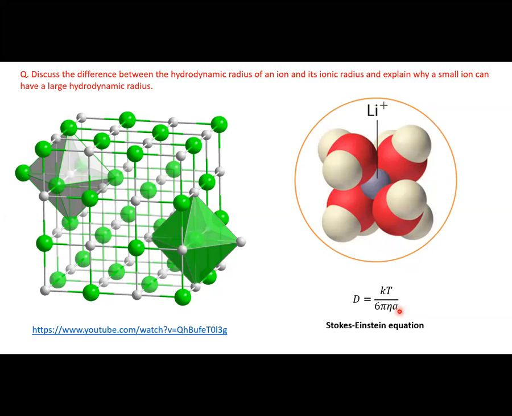The smaller ions like lithium have a larger Stokes radius due to a stronger electric field. Imagine the lithium ion has the smallest size, but the charge to surface area ratio is quite large for lithium when we compare it with rubidium. So that's why the lithium plus ion attracts more water molecules. That means the hydrodynamic radius of lithium is larger compared to any other ions. Next question.